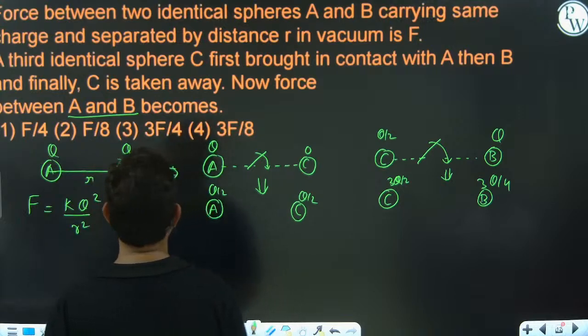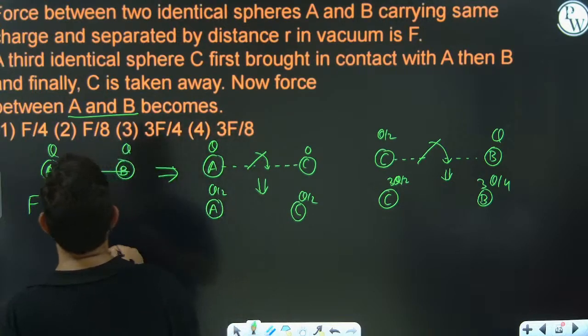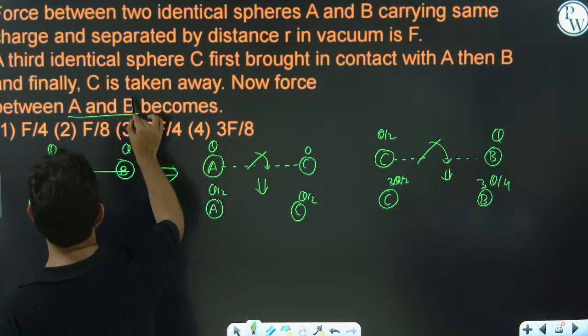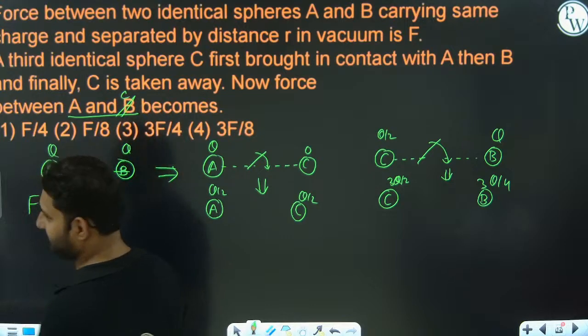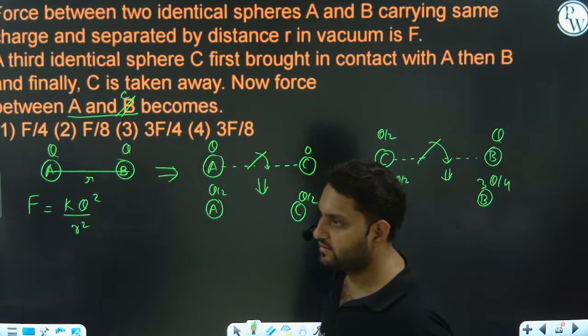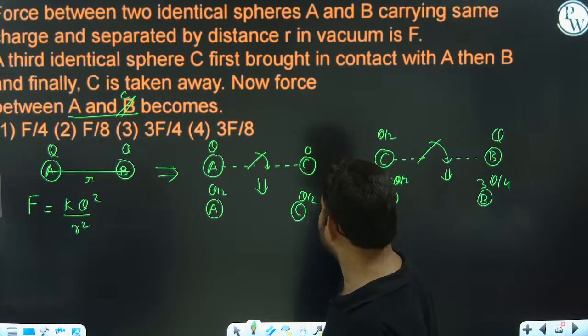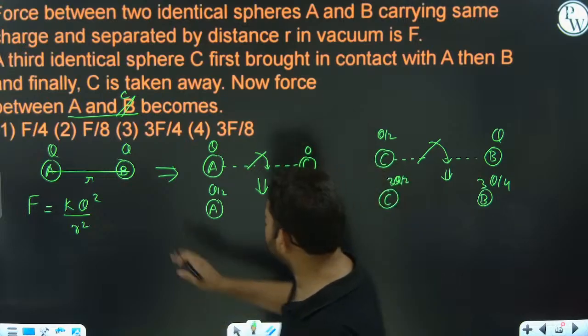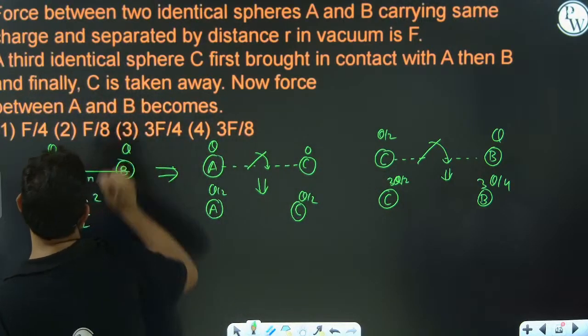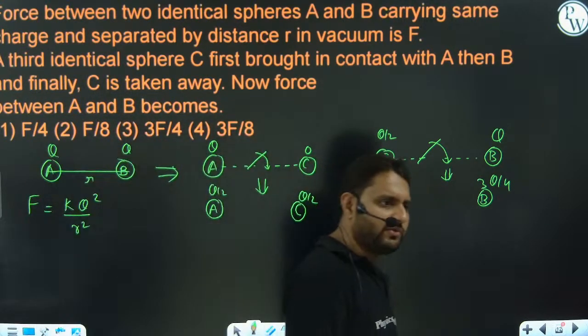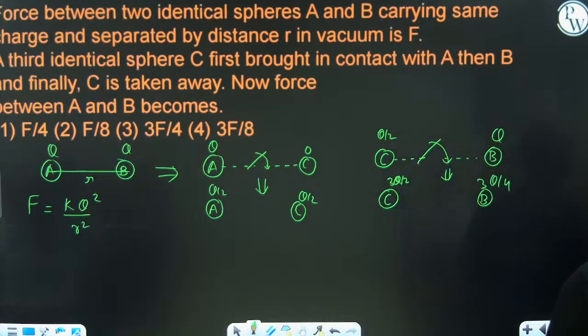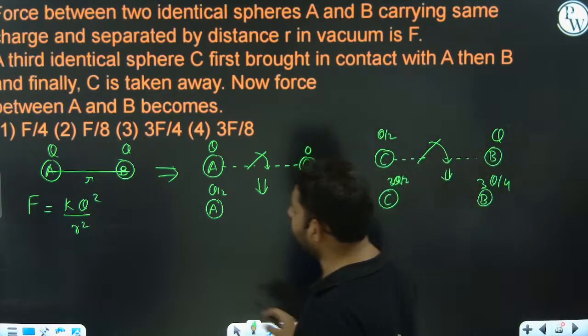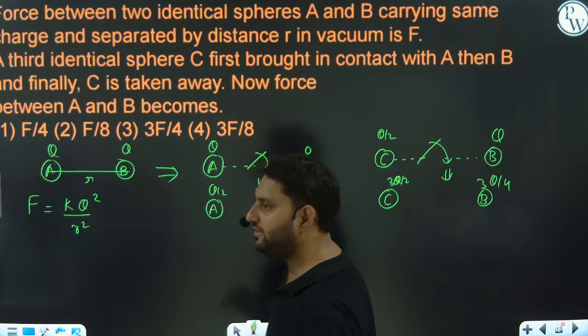No, A and B, not A and B. It should be C is taken away. Now the force between A and C they should ask. Or A and B also. That is also correct. We can ask between A and B also, because B also has the 3Q by 4. C also has the same force. Correct? So if I find out the force between A and C, what will we get?